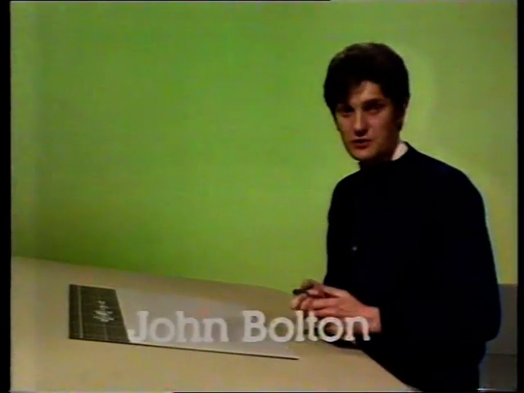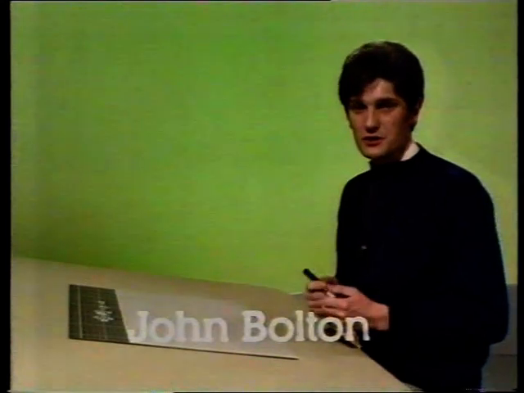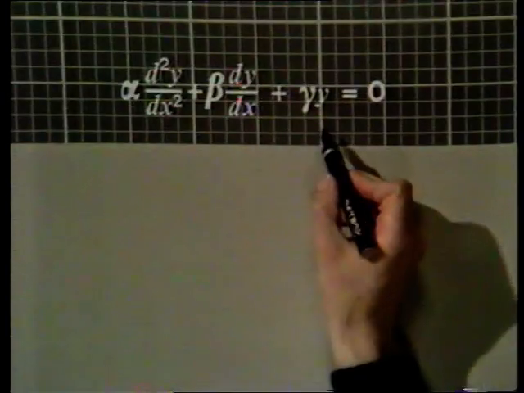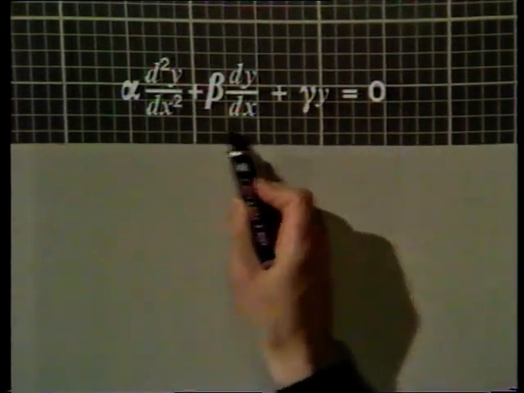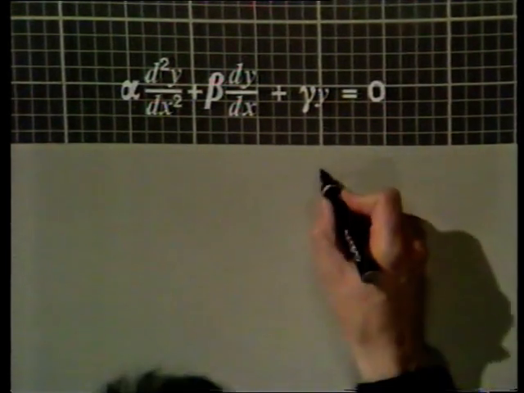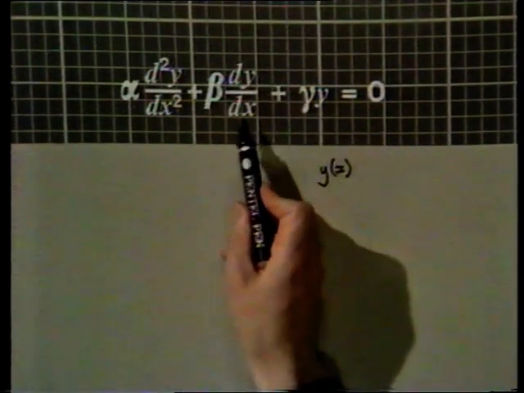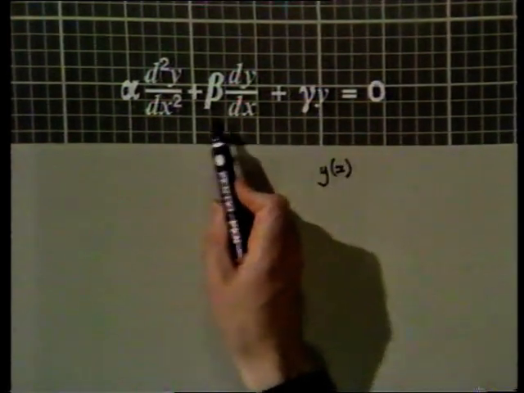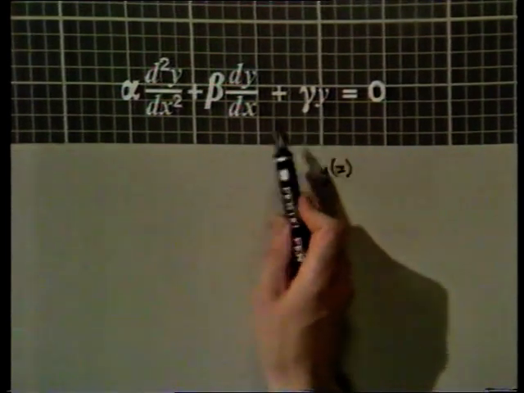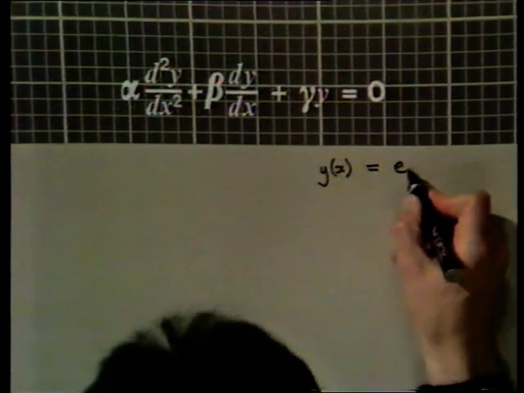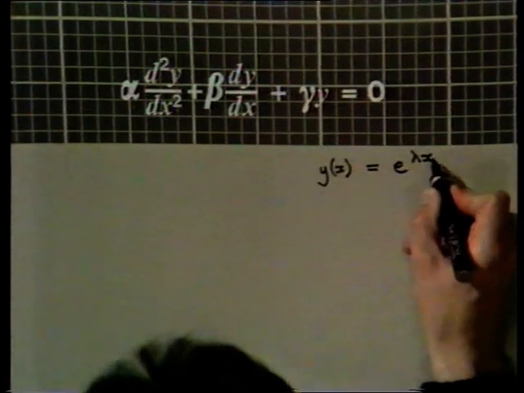The method I'm going to use works for any homogeneous equation, so we may as well look at the general case. I'm looking for a solution to this equation. And that means that I'm looking for some function, y of x, which when I substitute it in here, will give me naught. So somehow these three terms have got to cancel. Well, one way of arranging that is to set y of x equal to an exponential function.